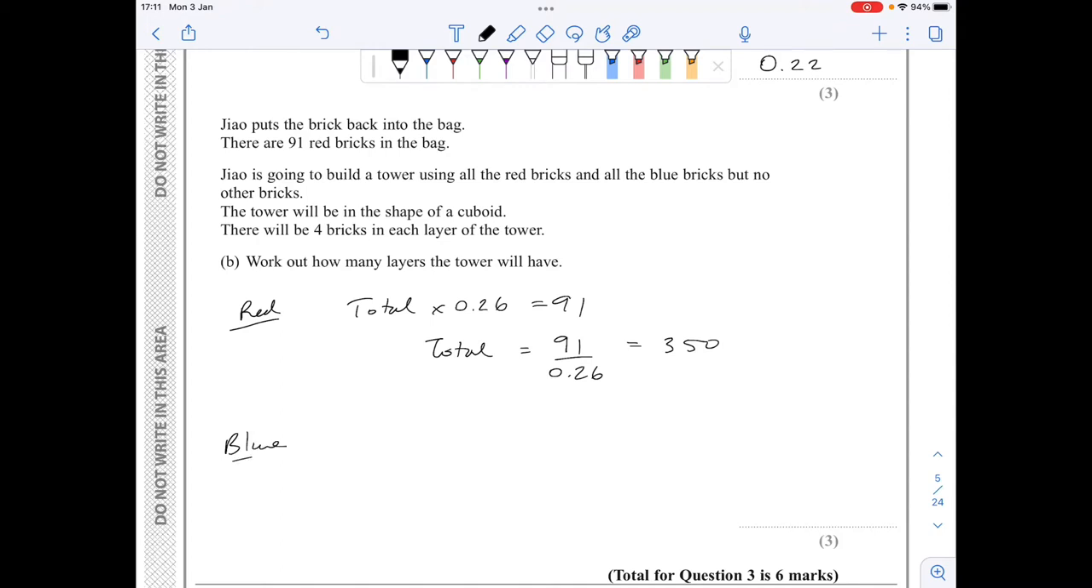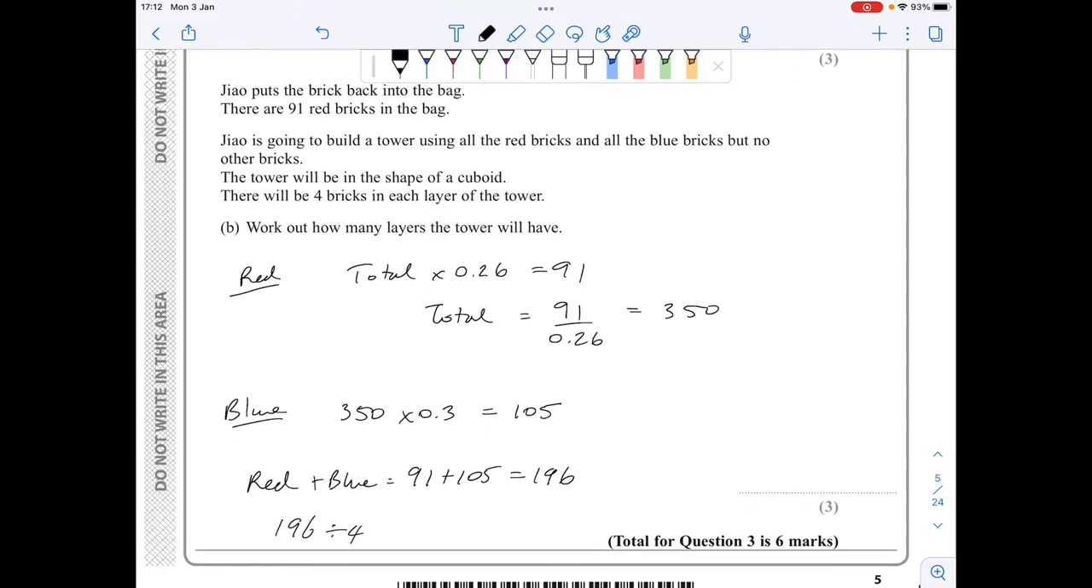And then let's move on to the blue ones. The total, which is 350 times 0.3, will give me the number of blue bricks. And I want the total of red and blue. So let's write red plus blue is equal to 91 plus 105, which is 196. And then if each layer has four bricks, I will do 196 divided by 4. And this will give me 49. So there are 49 layers.